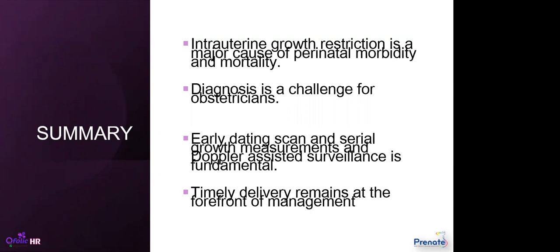If we don't find any major problem, then we can follow these babies. The growth velocity will be decreased, but they will be growing well. There will be no static growth. There will be no decrease in the severely IUGR. The blood flow velocity will be normal. The liquor will be normal, and everything will be normal. So it's to follow up the baby.